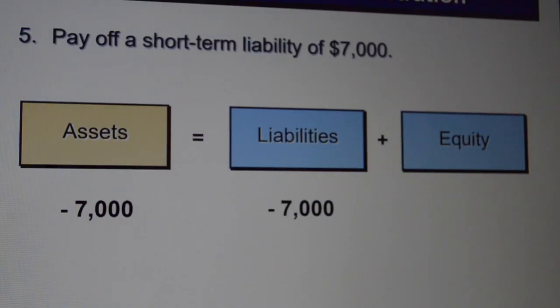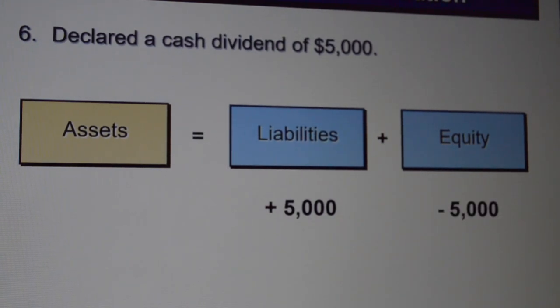The company pays off short-term liability for $7,000. This means that the liability has been reduced by $7,000, and we reduce liabilities by debiting it. So the liabilities are decreased by $7,000 and the asset is credited for $7,000 because we have paid. So the asset is also reduced by $7,000.